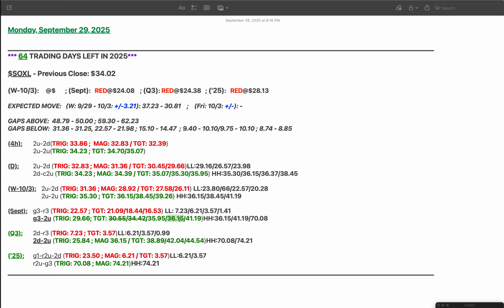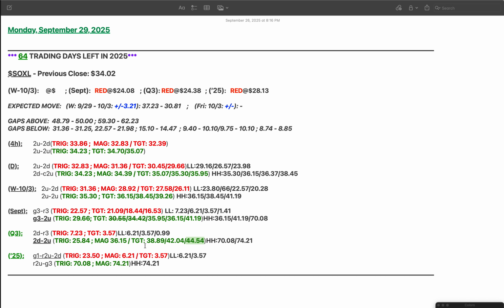We've taken out 2 targets, and we're shooting for this 35.95 and that 36.15. Again, that golden number that we're looking at here from the week, the month, and the quarter perspective, right? The quarter, we've triggered that 2 down, 2 up. We're still in force because we're above that 25.84 level. The magnitude is 36.15. Once we reach that, we have extended targets of 38.89, 42.04, and 44.54.